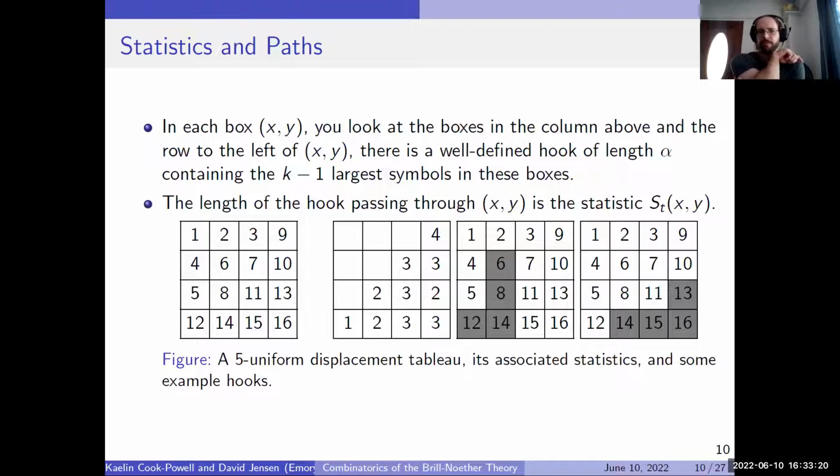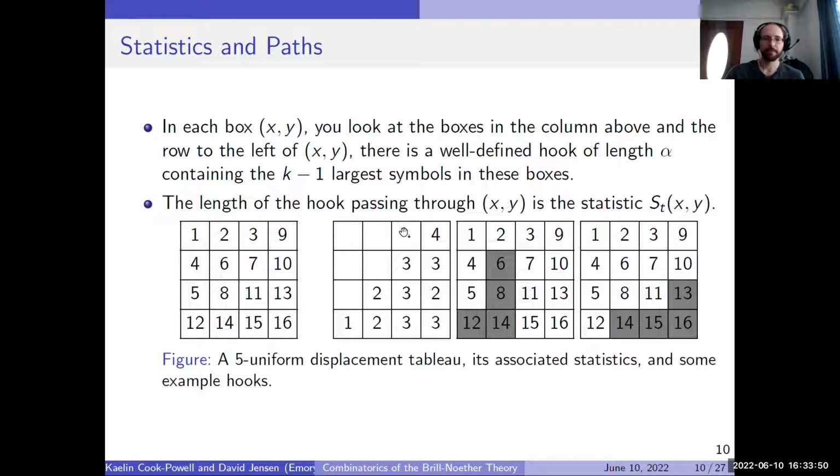Well, these hook lengths we referred to as statistics. Just here is a statistic unit attached to each box. In my first tableau, I just have a 5 uniform displacement tableau. In the second, I've labeled each box with a statistic up to k-1.